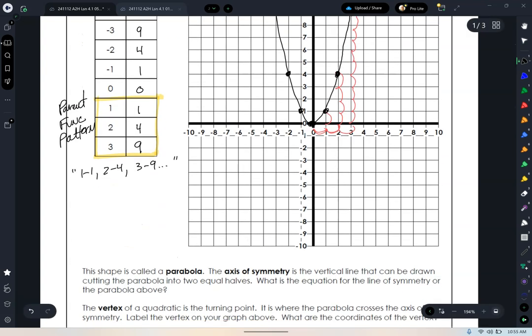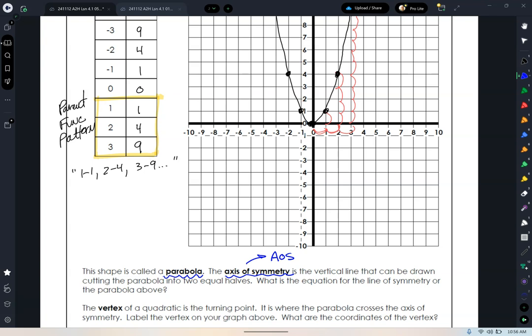Now, this particular shape you can see here is called a parabola. It's an important word for you to know. That's the name of this curve. And this parabola has an equal fold line on it, and that equal fold line is called the axis of symmetry. I'm going to refer to that often as AOS, so abbreviate that, axis of symmetry.